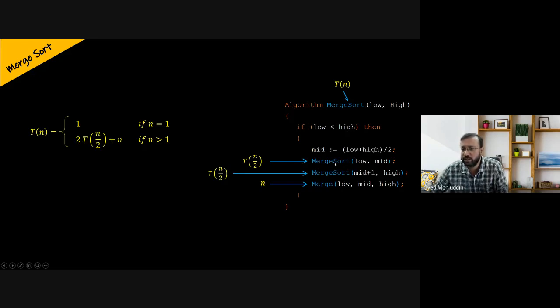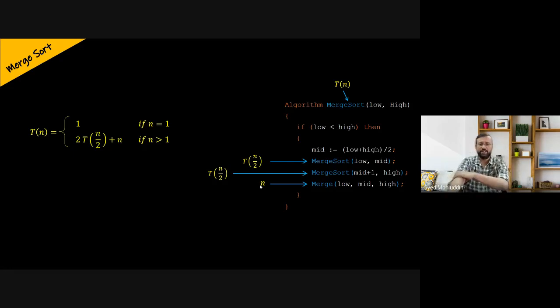So n divided by 2. So this takes T of n by 2. Then again to the right subarray, we are again calling merge sort. This also takes the rest of the half of the elements. So T of n by 2. And then we have merge. Merge we have already computed. It takes O of n time to compute.